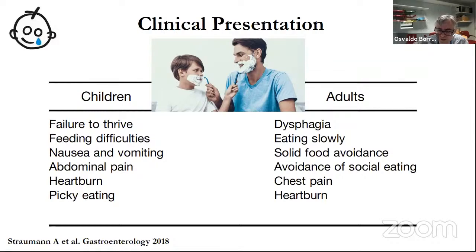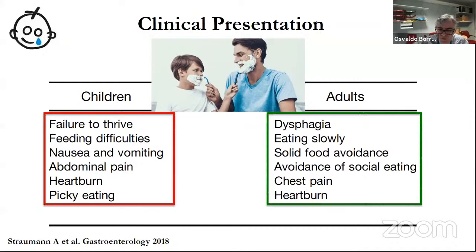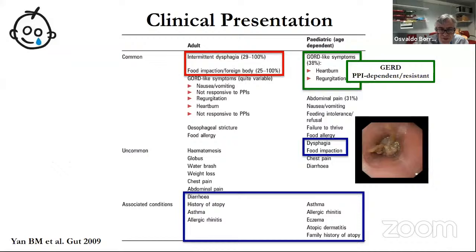While in older children, teens, and adults, we have dysphagia and slow eating. Sometimes they try to avoid solid foods like meat, bread, pasta, and chicken, and that can cause social difficulties. They can have chest pain and heartburn.